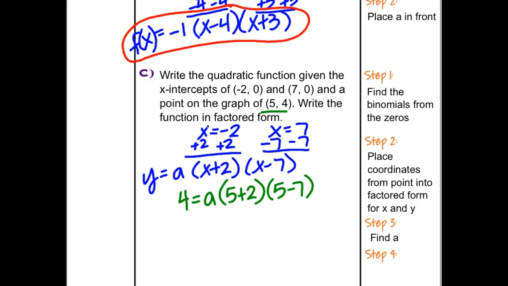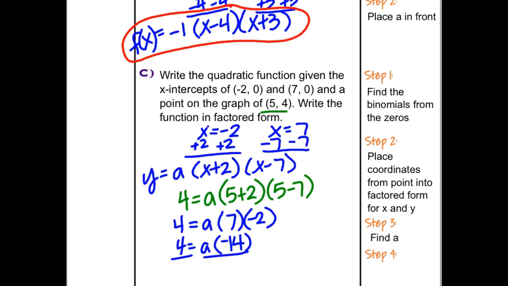So 5 plus 2 is 7. 5 minus 7 is negative 2. And I got a. 7 times negative 2 is negative 14 times a equals 4. Divide both sides by negative 14. And that means that a is equal to negative 4 over 14, but I can simplify that to negative 2 over 7.